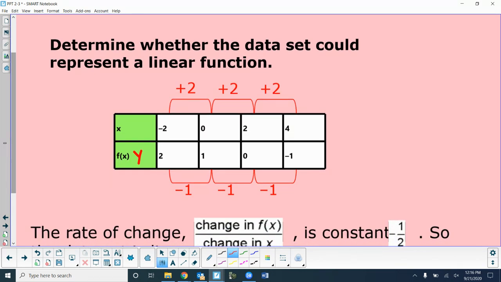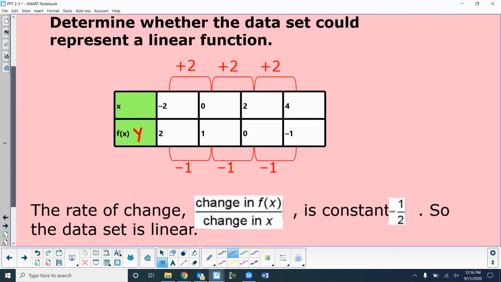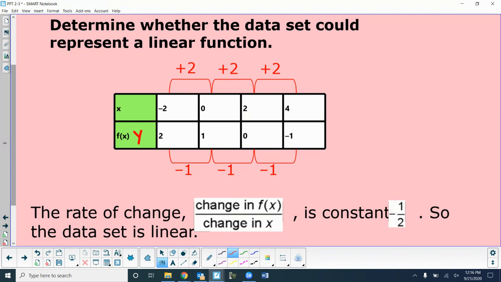So, it says determine whether the data set could represent a linear function. So what you do is you look at the change in the x values, and you look at the change in the f of x or the y values, and if the change in the y's divided by the change in the x's are the same, negative 1/2 in each one, like this, then we can say it is a linear function. Okay, but it's always the y, the bottom row, divided by the top row. If you get that same number, then you can say it's a linear function.